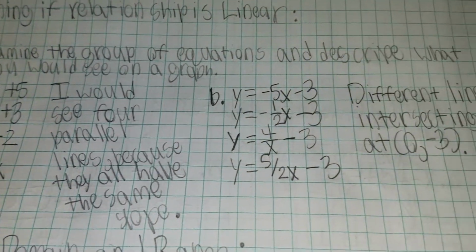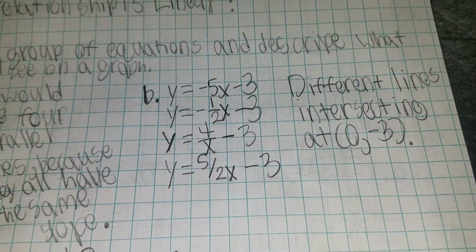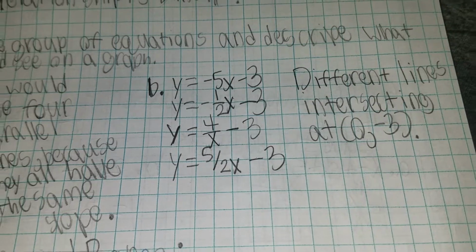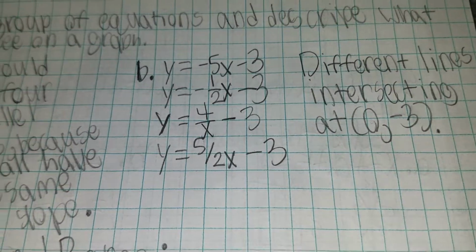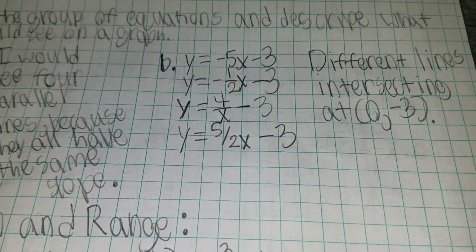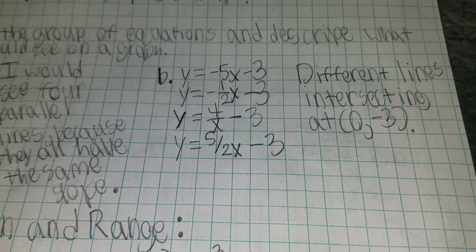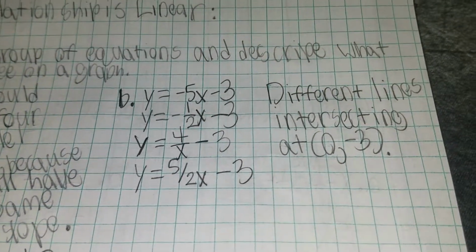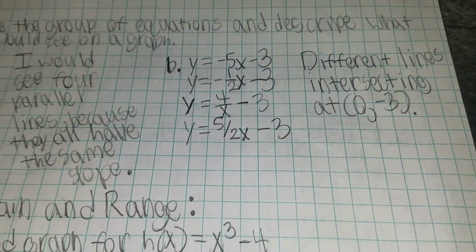And then for B, you see that all of the equations have a negative 3 right there, well, minus 3. So they would all intersect at y equals negative 3, so (0, -3). They'd all intersect there.